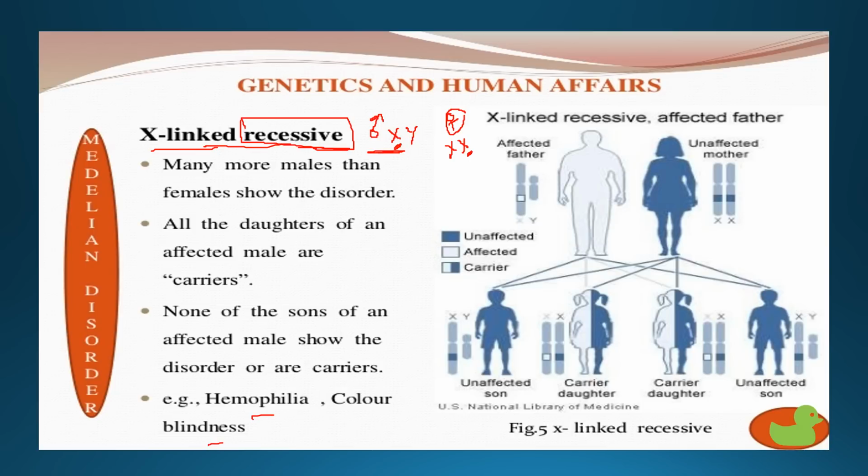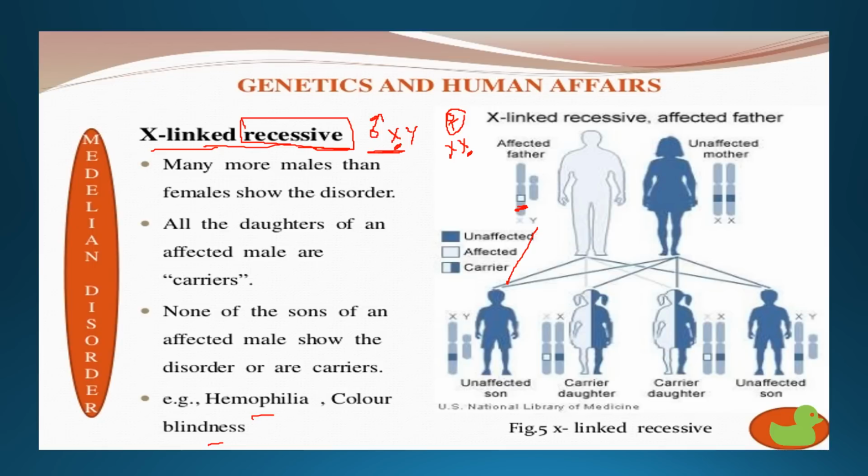Now if you see the father, he has the X chromosome which is mutated. So this X chromosome will be inherited only by the daughters, because a daughter receives one X from the mother and the other X from the father. But sons inherit only the Y chromosome from the father. So there is no transfer of X-linked diseases from father to son. There will be only Y-linked diseases.